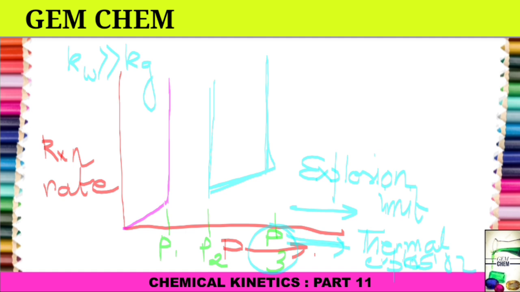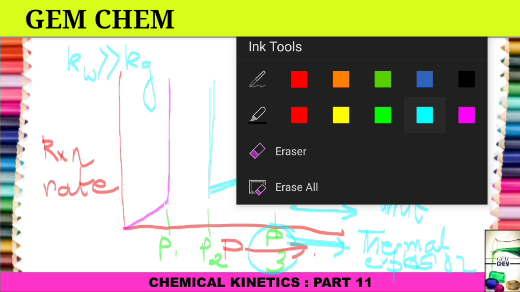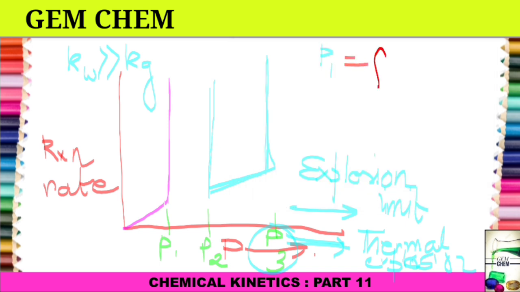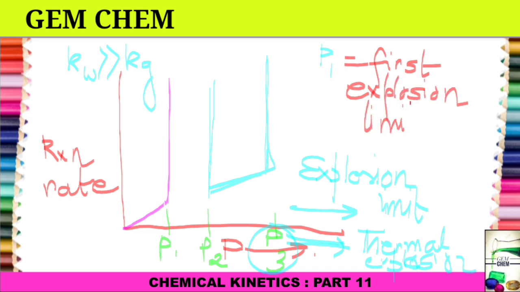Now up to P1 there will be a steady reaction. So you can write down P1 as the first explosion limit. Now in this case, after the first explosion limit Kg becomes much greater than Kw, and P2 is our second explosion limit.